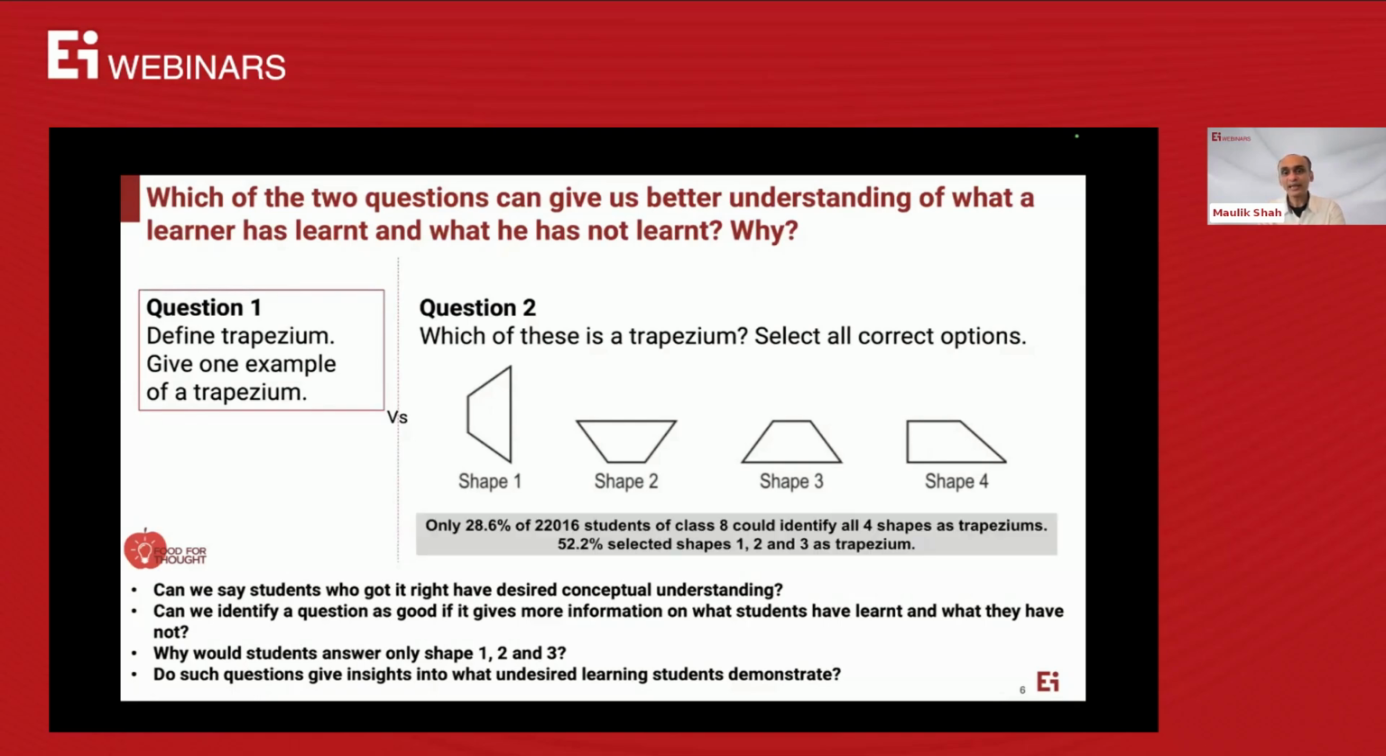In our data of grade 8, we found that only 28.6% of students could get it right. 52.2% of students selected shapes 1, 2, and 3 as trapezium and not shape 4.